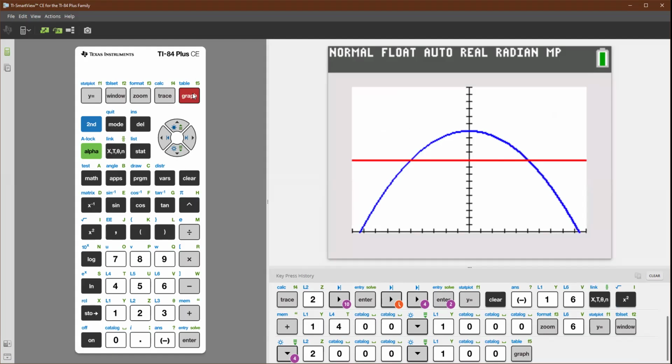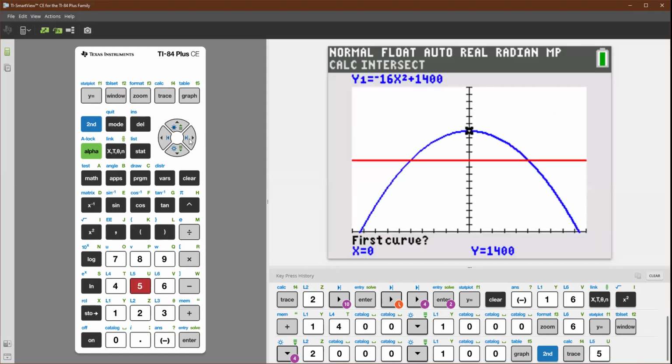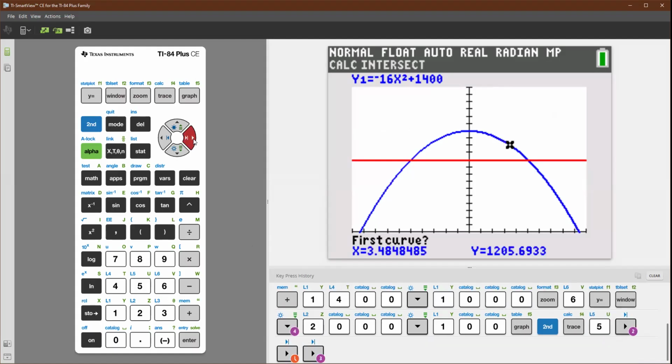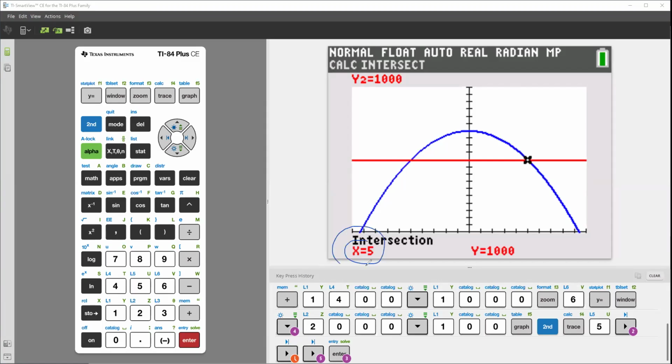Oh, that's really nice. What I need to find is the intersection. So I'm going to do second calc. Number 5 is intersect. I'm choosing my first line. I like to get a little bit closer to my intersection. I don't want them to give me the -1. First curve, second curve, and guess. And my intersection is the same thing that I got algebraically, x equals 5. So that is solving graphically. You can solve algebraically or graphically.